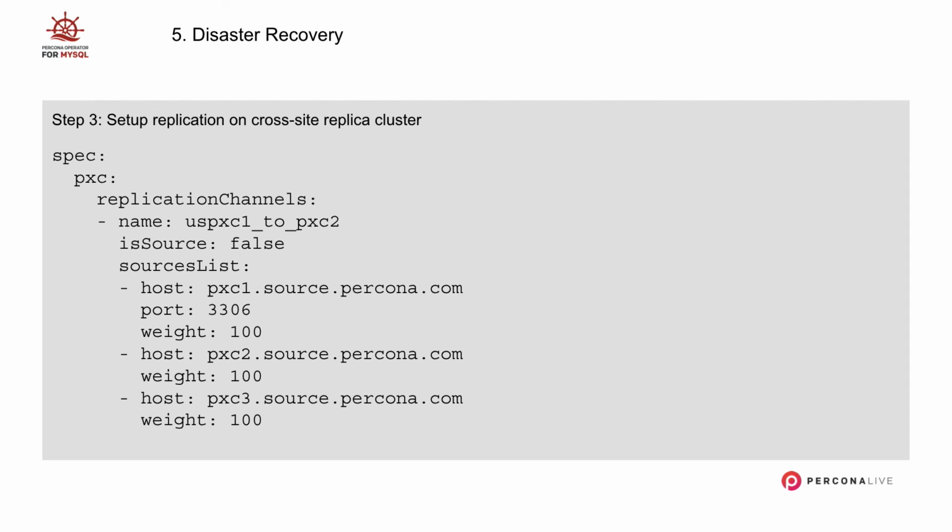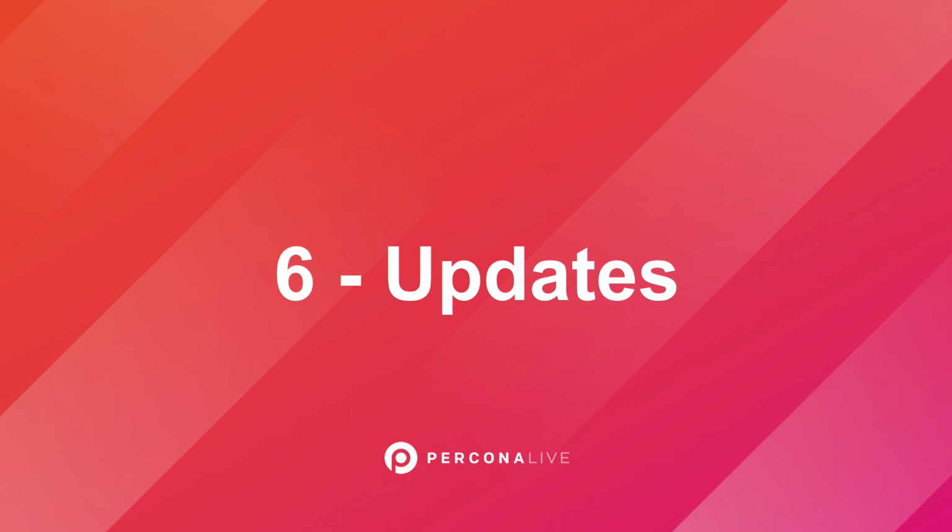On the failover, it's pretty simple. You just lose your cluster where you're replicating from. You just say now it is source, or you remove that configuration, and you can continue using the cluster basically as a primary.